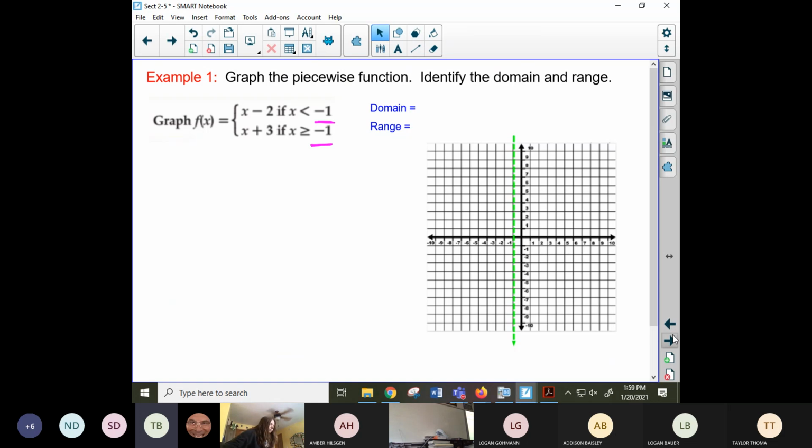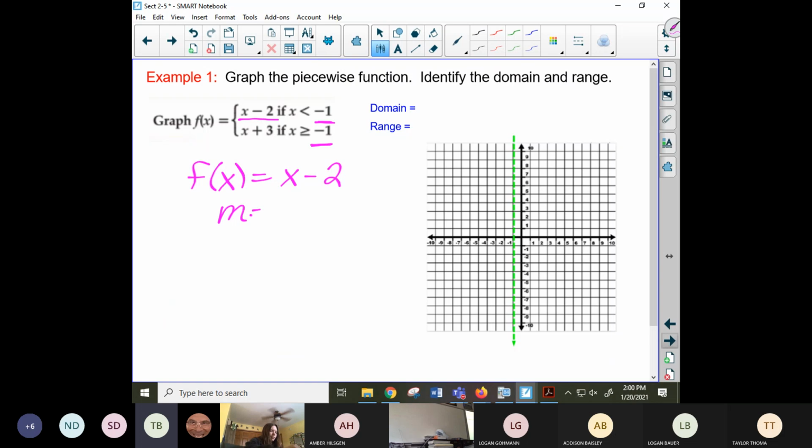Now, for all x's less than -1, we are going to be doing the line f of x equals x minus 2. Okay? Now, that's in slope-intercept form, and that tells us our slope is 1/1, and our y-intercept is -2. Now, you want to use a pencil that is easily erasable when you do this. So what you would do is you would go down to -2.